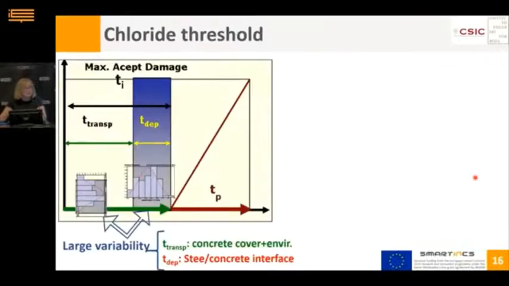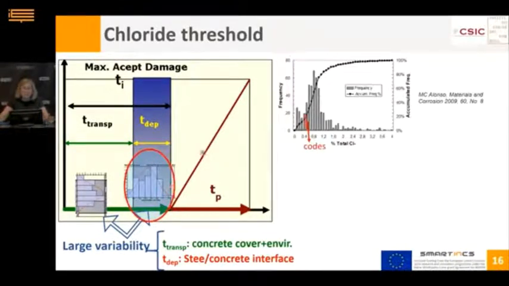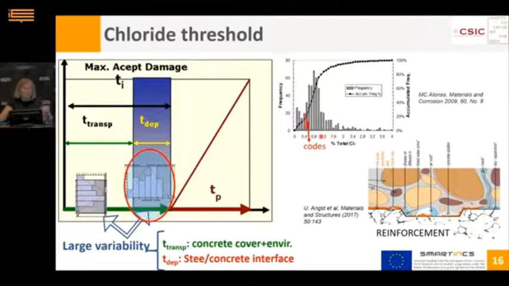So this phenomenon, of course, shows a large variability. There is not one value, and it will depend on several factors. In the case of the transport, it depends mainly on concrete and environment, but in the case of the reinforcement, it depends on the steel-concrete interface. This large variability you can see very well in this picture where data from the literature are collected. The value around 0.4 or 0.6 is the typical value employed and considered as the chloride threshold to calculate the service life. However, as I said, this depends on a lot of factors at the steel-concrete interface.